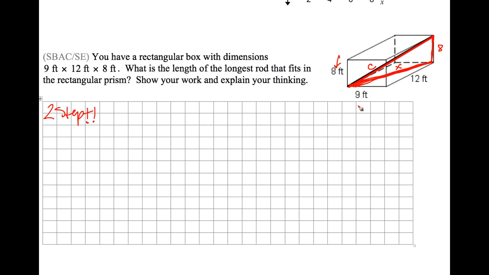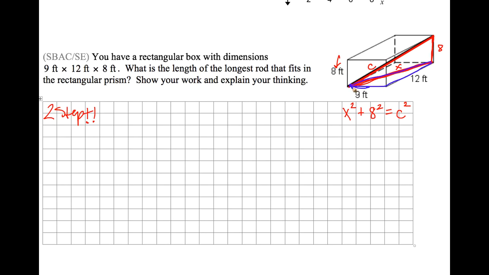So to get C, I would say x squared plus 8 squared equals c squared. The only problem is I need two sides to figure out the third. I can't have two missing ones. It doesn't work that way. So I need to do something first. I need to do something to find out x. If I can find x, then I can find c. So what I want you to take a look at is this triangle that's created right here.